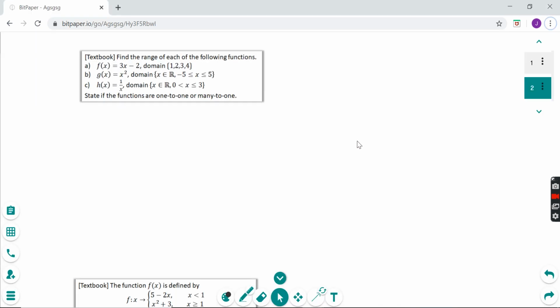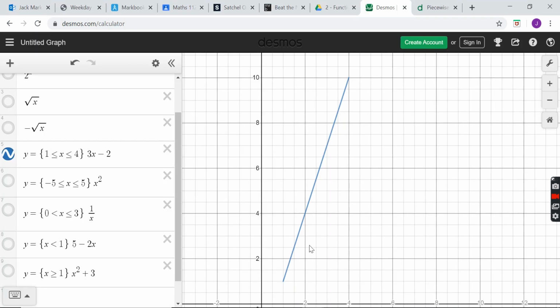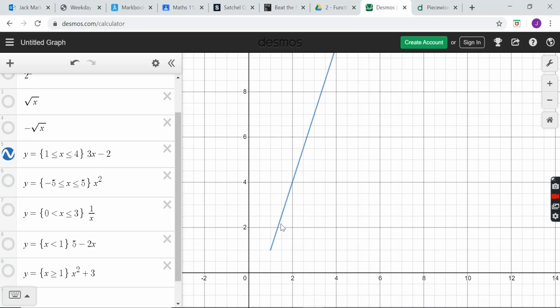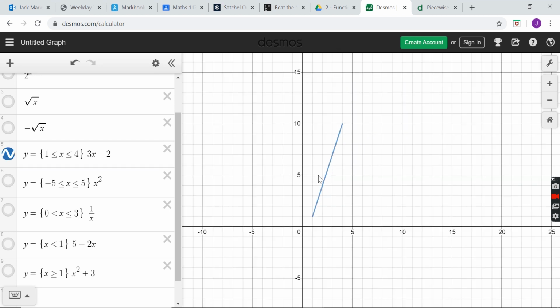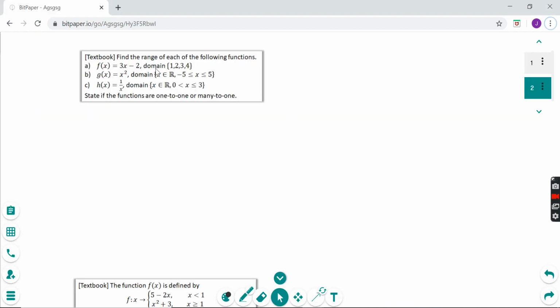And what do we need to do with this? State if the functions are one-to-one or many-to-one. Well, for each x, there seems to be one y. And you can't get a y from anywhere else. So this is just a one-to-one mapping. Next one, x squared.